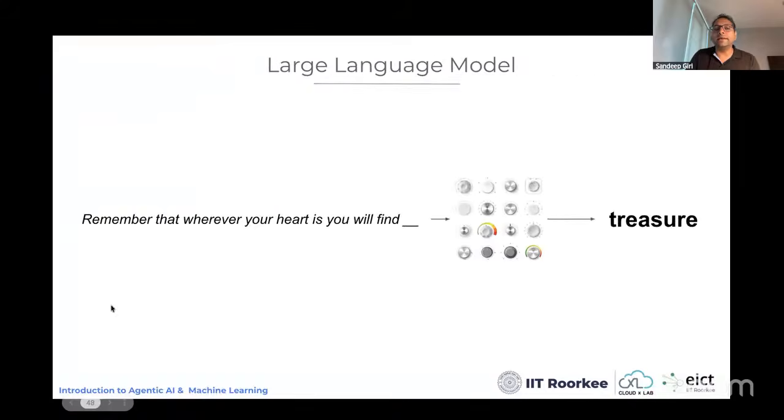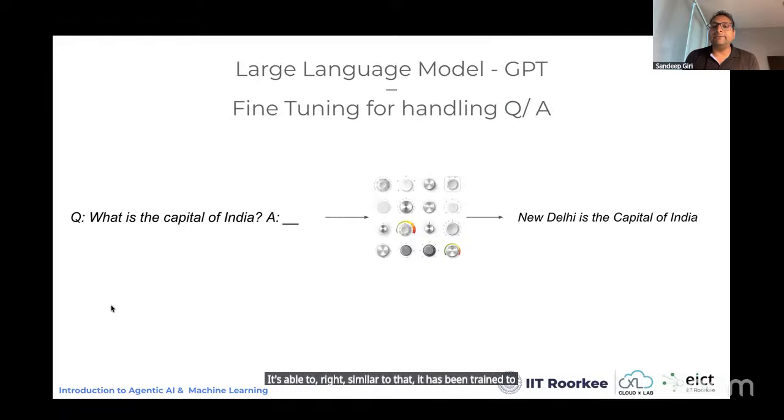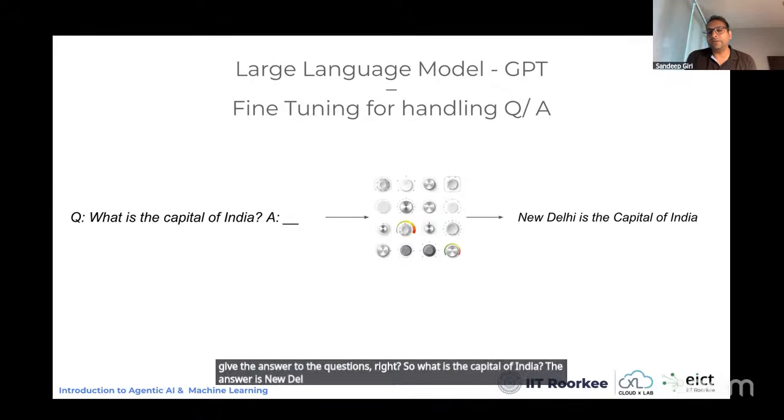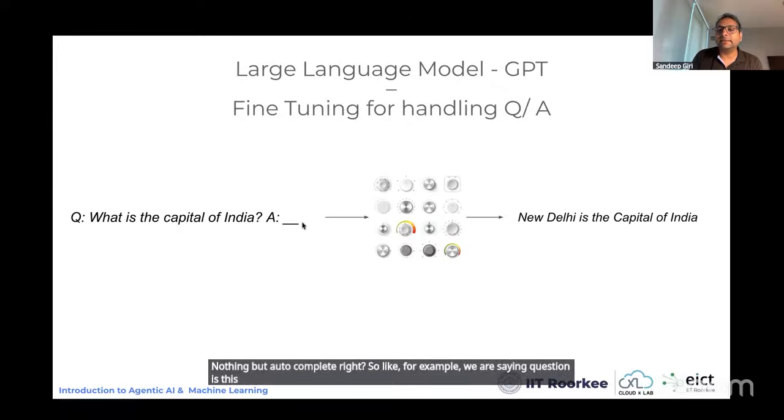Similar to that, it has been trained to give answers to questions, right? So, what is the capital of India? The answer is New Delhi is the capital of India. When we think of question answering, that is also nothing but autocomplete, right? For example, we are saying the question is this and the answer is, and then what is the next word? It says New Delhi, and then it keeps on giving the next token or next word onwards.